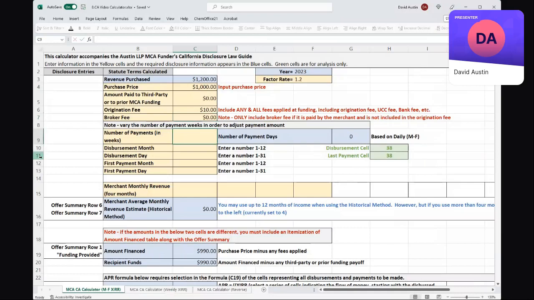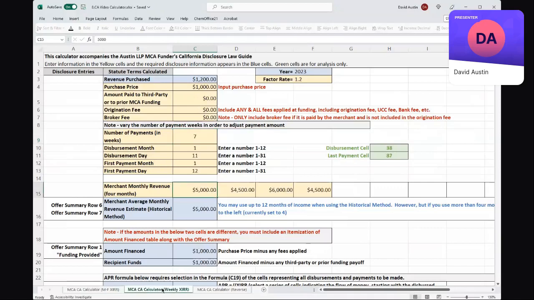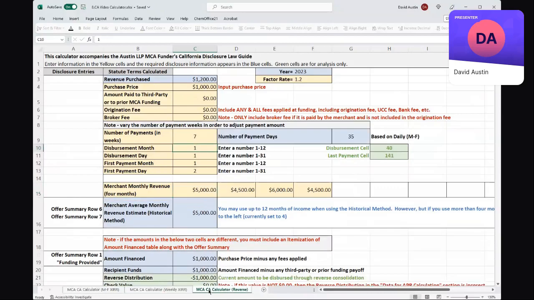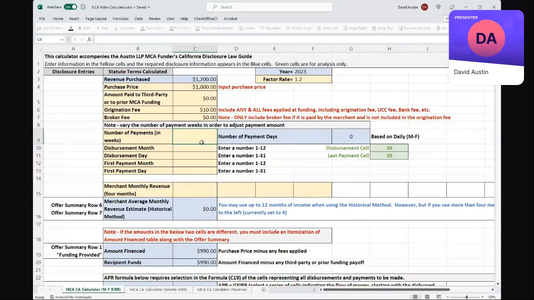Next, you report the number of payments in terms of weeks. This is the MCA Monday through Friday calculator. You can see this at the bottom, MCA CA calculator, Monday through Friday, XIRR. The calculator comes with additional sheets. For example, a weekly calculator. It also comes with a calculator for reverse consolidation. We'll cover that in a little bit. So let's put in 7 weeks.